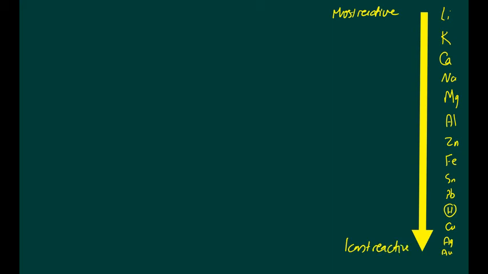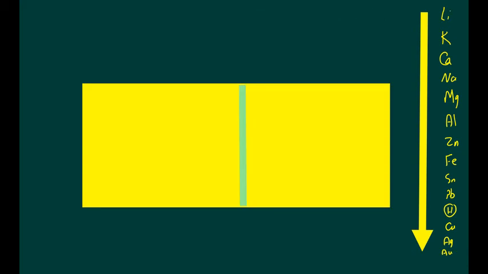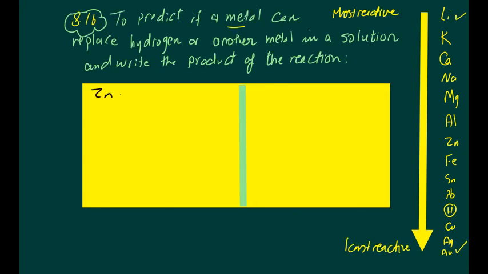The rule is that the more reactive metal can replace the less reactive one in one of its salt solutions. So if I say zinc plus copper sulfate, to predict if this reaction will take place or not, look up both metals, zinc and copper, in the chemical activity series. You recognize that zinc is coming before copper, which means that zinc is more reactive than copper. So the reaction will take place. Zinc is going to replace copper, forming zinc sulfate and Cu.